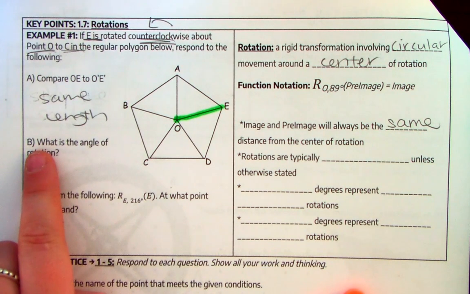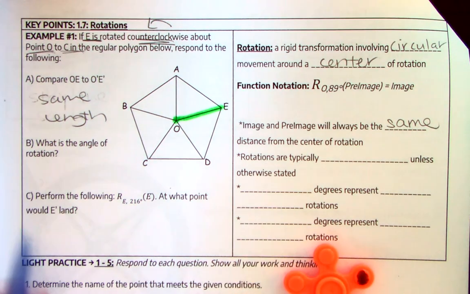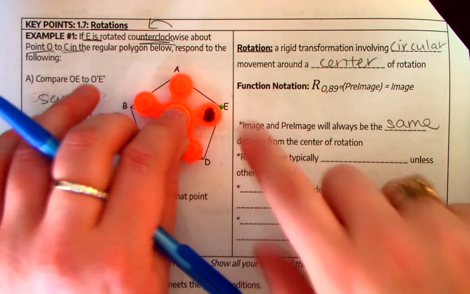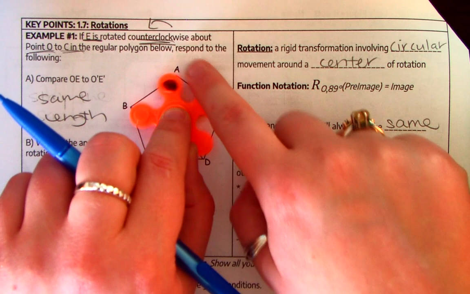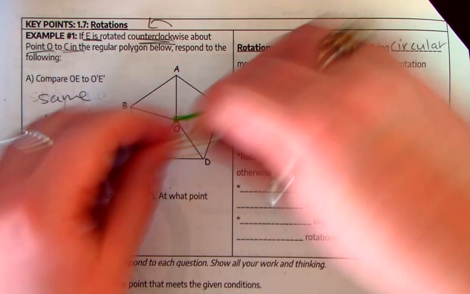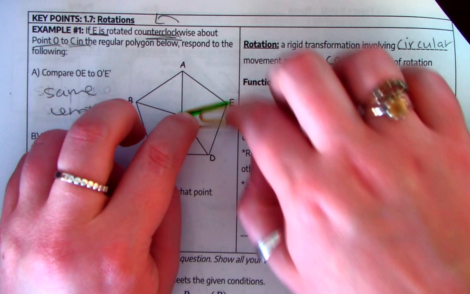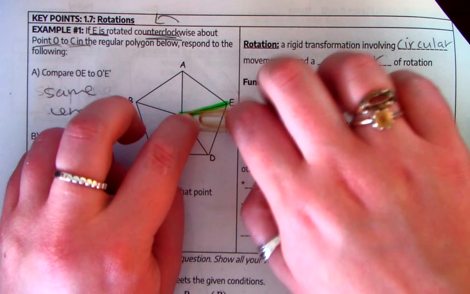Now, when we're rotating, it's a circular motion, so it's an angle, right? When I rotate O to E, that's kind of like a circular motion, or if you can see it with a paper clip, O to E, that's like a circular path, right? So that's creating an angle. We call that an angle of rotation.